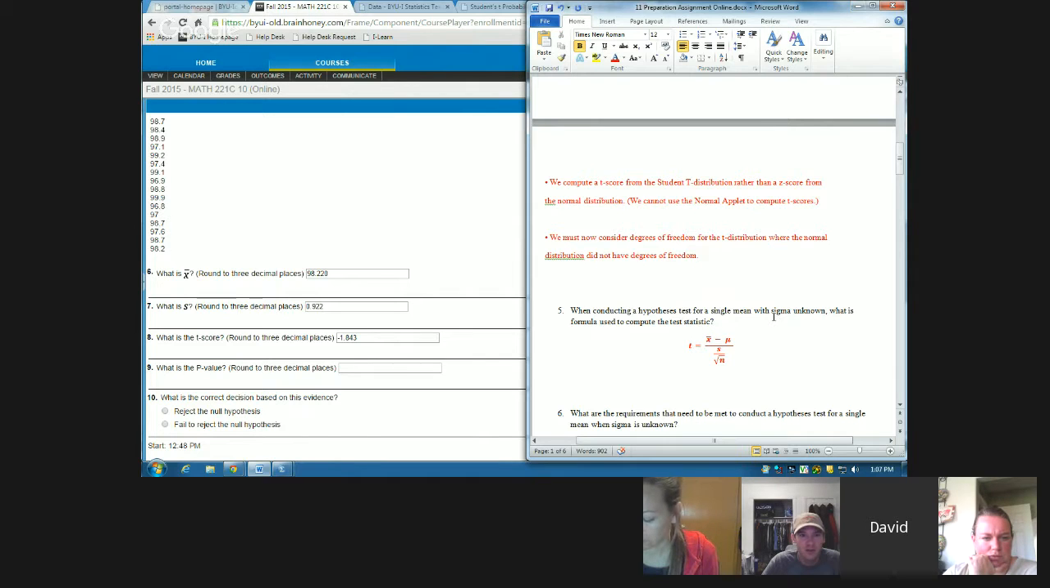I'm starting to question myself. So we're just shading to the left, right? Oh yeah, because we're trying to see if the mean is less than 98. So then we shade to the left.